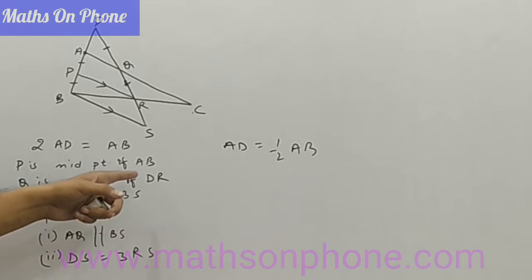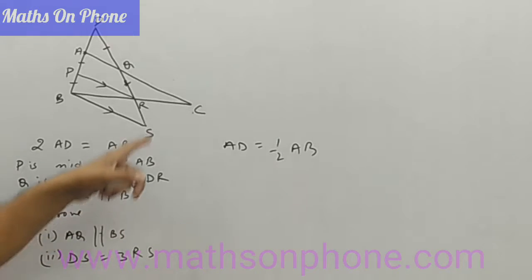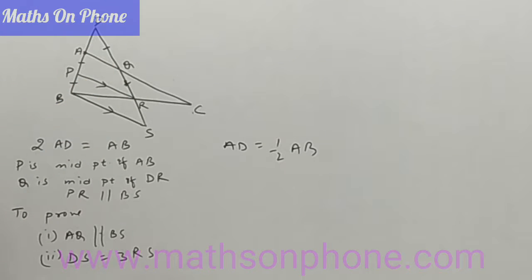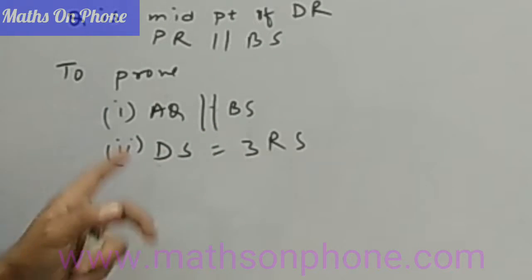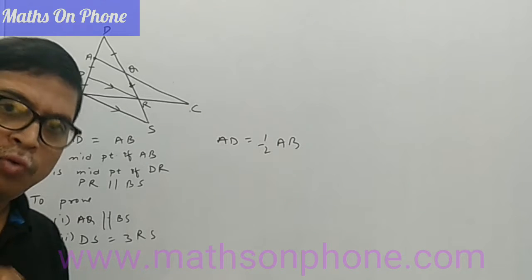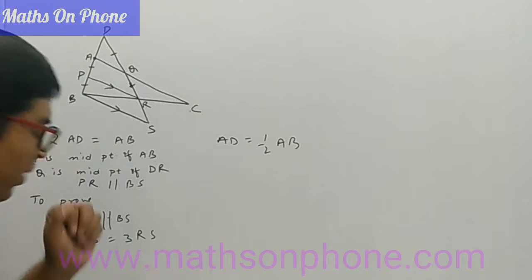P is midpoint of AB, that means AP is equal to PB, and Q is midpoint of DR, that means DQ is equal to QR. PR is parallel to BS, already given in the figure, very much obvious. We need to prove first thing AQ is parallel to BS, and the second thing DS is 3RS. So we just plan now how to apply the midpoint theorem or intercept theorem if needed to prove the given things.